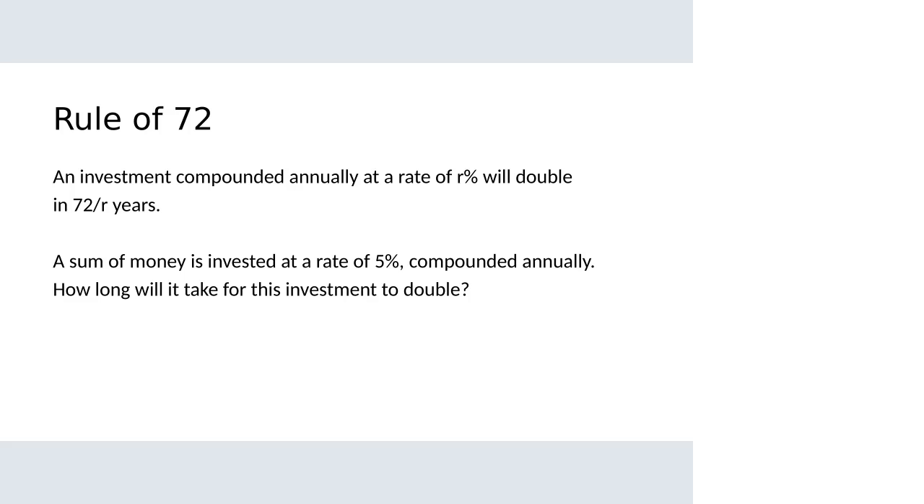We have one more idea to talk about today, and that is the rule of 72. It's a relatively straightforward idea that says this: an investment compounded annually at a rate of R% will double in 72 over R years. That's a whole bunch of words. Let's back up for a second. If it's compounded annually at a rate of R%, it will double in 72 over R years. So 72 over R will be how long it takes to double.